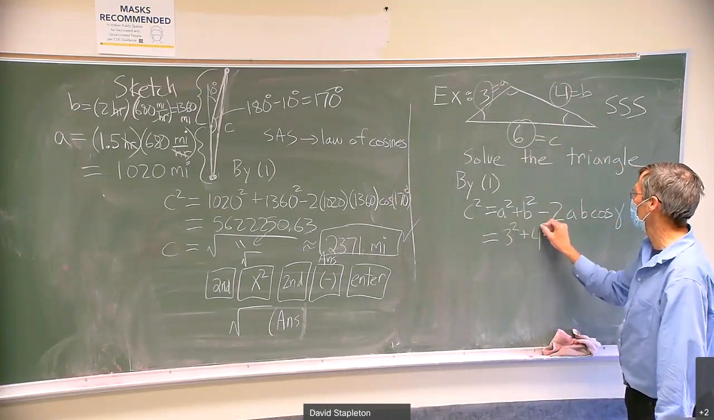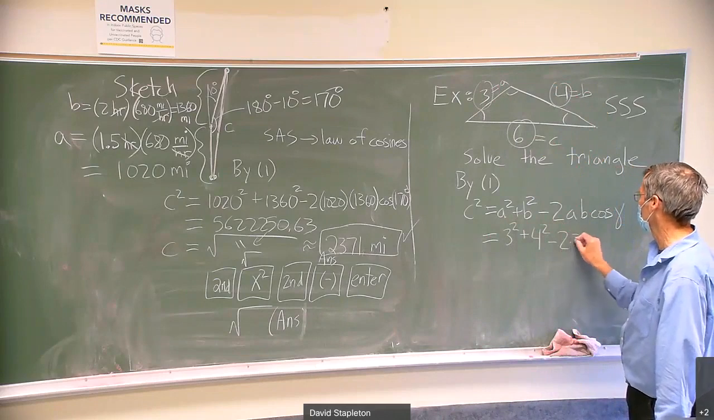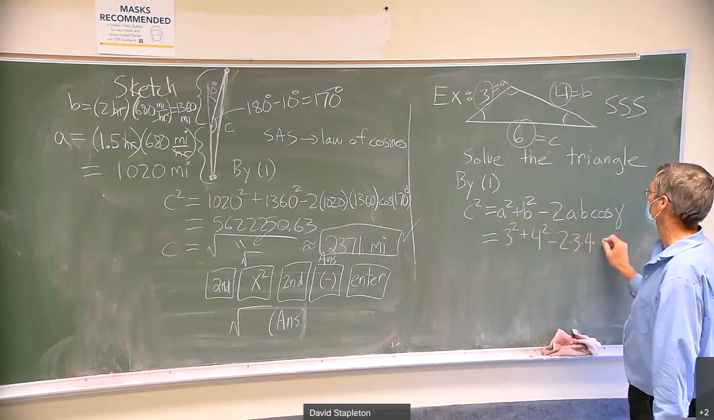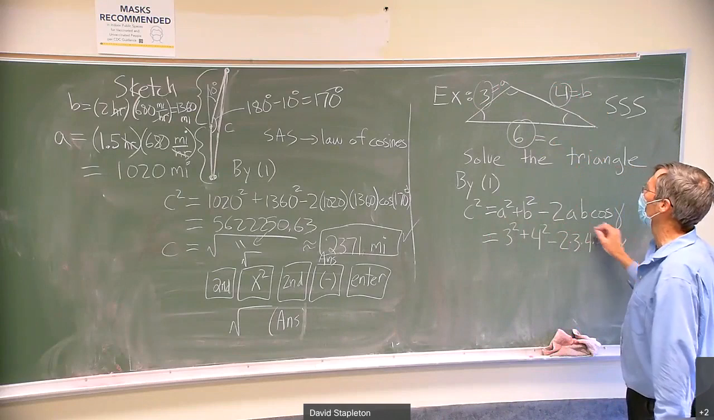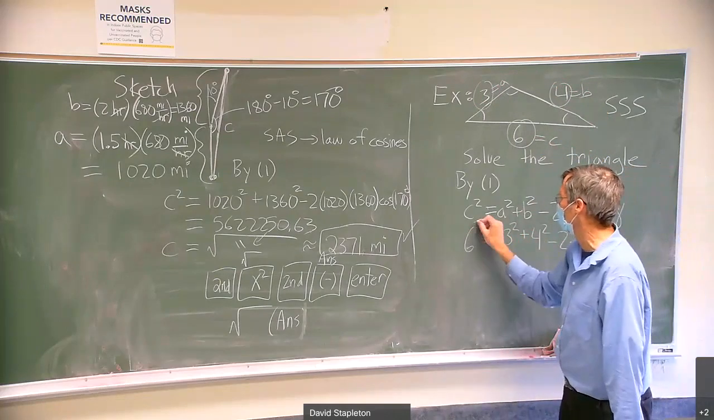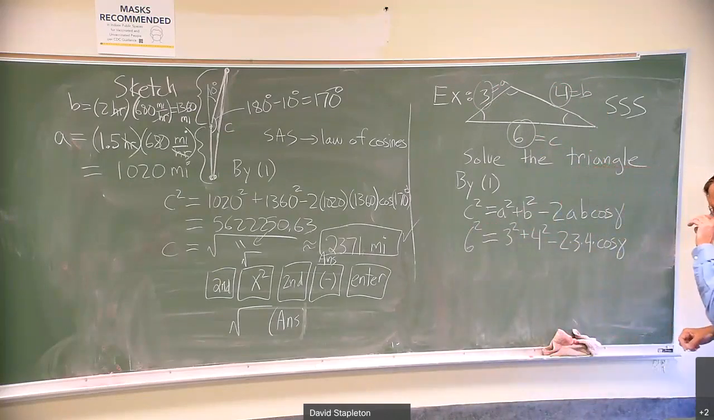B squared is 4 squared minus 2 times 3 times 4 times cosine gamma. Gamma I don't know this time, but I know C. 6 squared equals 3 squared plus 4 squared minus 2 times 3 times 4 times cosine gamma. Here's what's nice about the law of cosines for side, side, side: I know all but one quantity, and that's the angle, and I can solve for it.